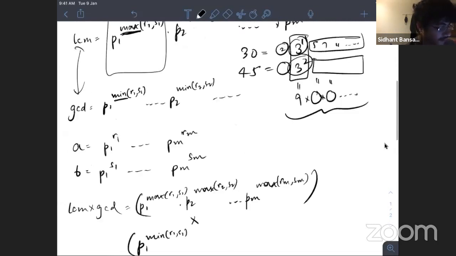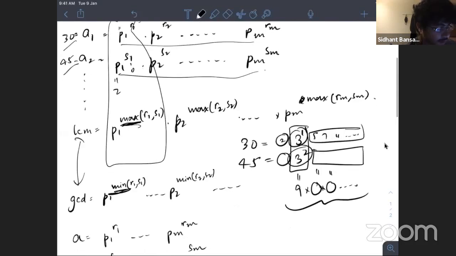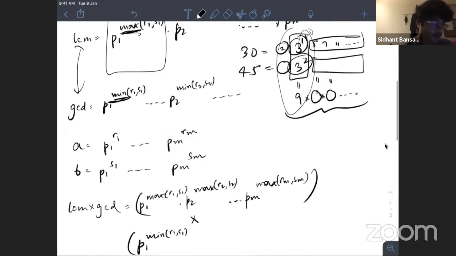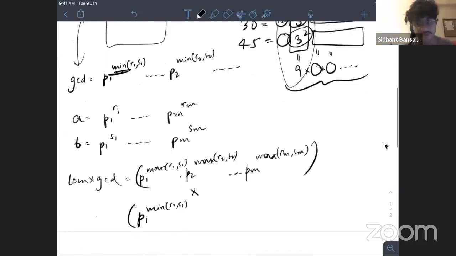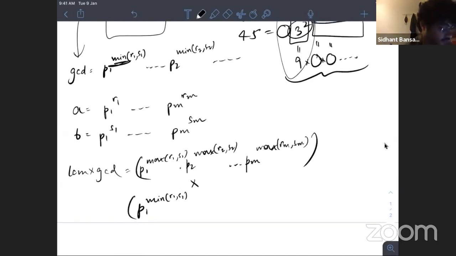I'm not really going through the derivation of why the max and the min came. I gave you an intuitive reasoning of this, that all the primes are individually independent, and that's why you can just take the max power for LCM and min power for GCD, and P2 to the min of R2 comma S2, and so on, right, till PM. Again, you have the min. So RM to the SM. Now just do the multiplication.